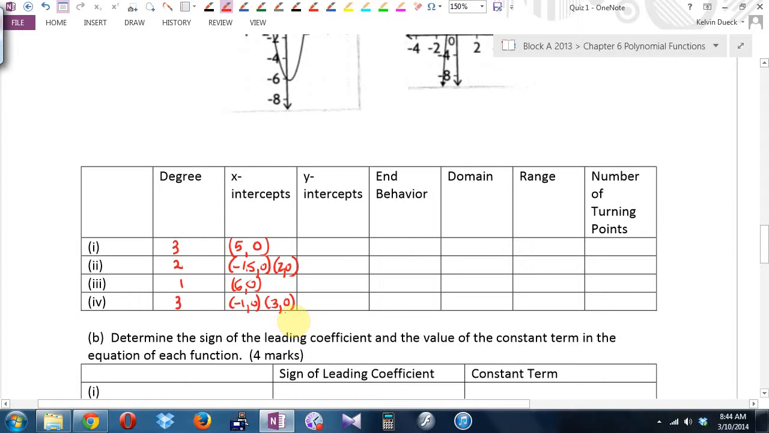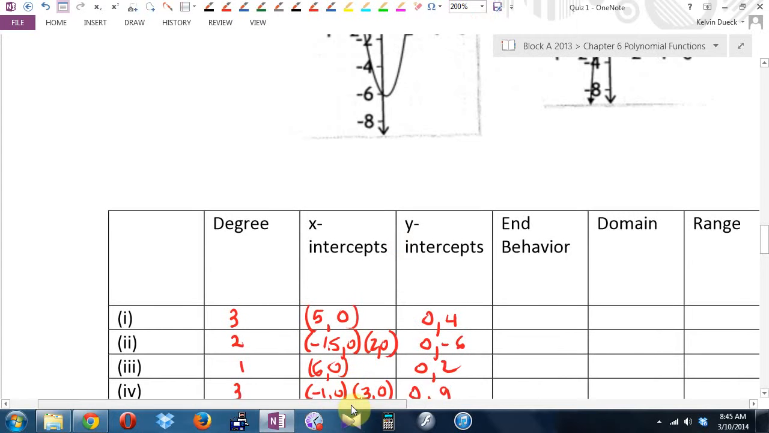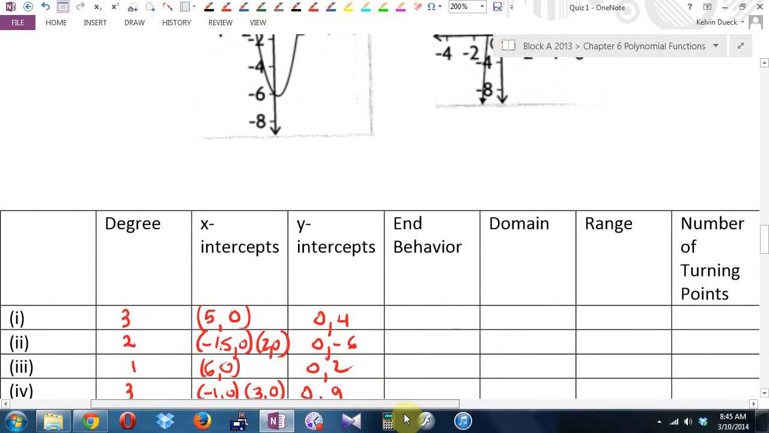Y-intercept, that I can get. (0, 4). (0, -6). (0, 2). And (0, ...). I don't think that's 8. I think it's a bit above 8. I'm going to say (0, 9). If you said (0, 8), I won't freak out because, again, this really wasn't a detailed enough graph for you to be able to get everything here.